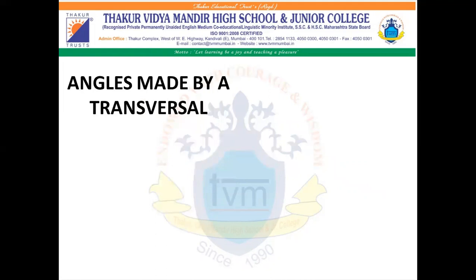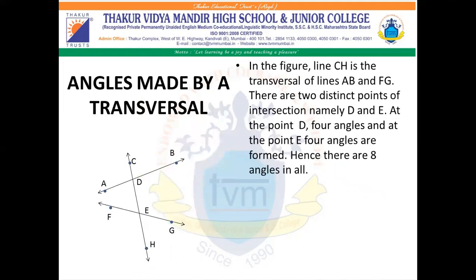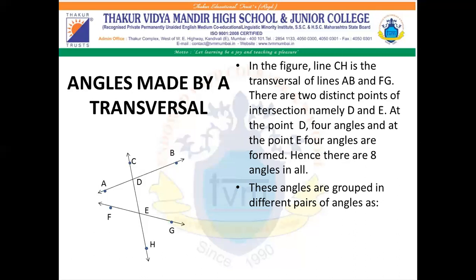Angles made by a transversal. In the figure, line CH is the transversal of lines AB and FG. There are two distinct points of intersection, namely D and E. At the point D, four angles, and at the point E, four angles are formed. Hence, there are 8 angles in all. These angles are grouped in different pairs of angles as corresponding angles, interior angles, alternate angles.